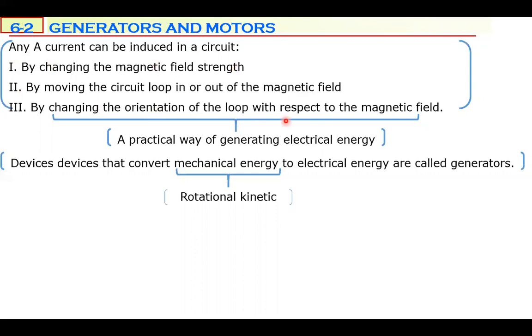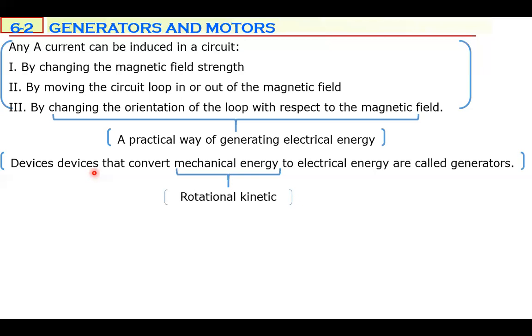So which one is the more practical way? Third one. That's why the third one is the method of generators. Yani, changing the orientation of the loop with respect to the magnetic field. Yani, rotating a coil inside a magnetic field. So it is indicated in your book as a practical way of generating electrical energy.